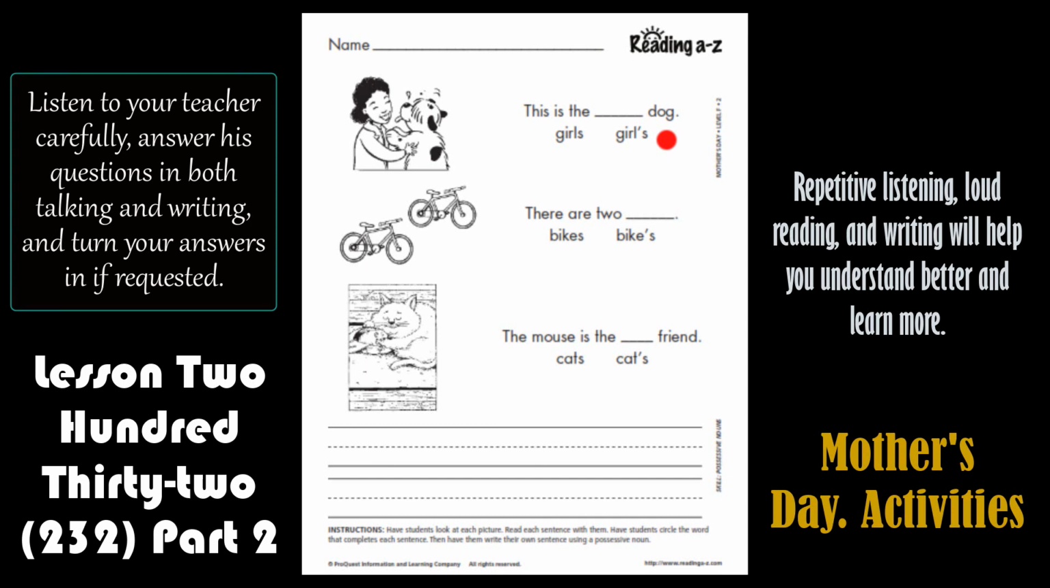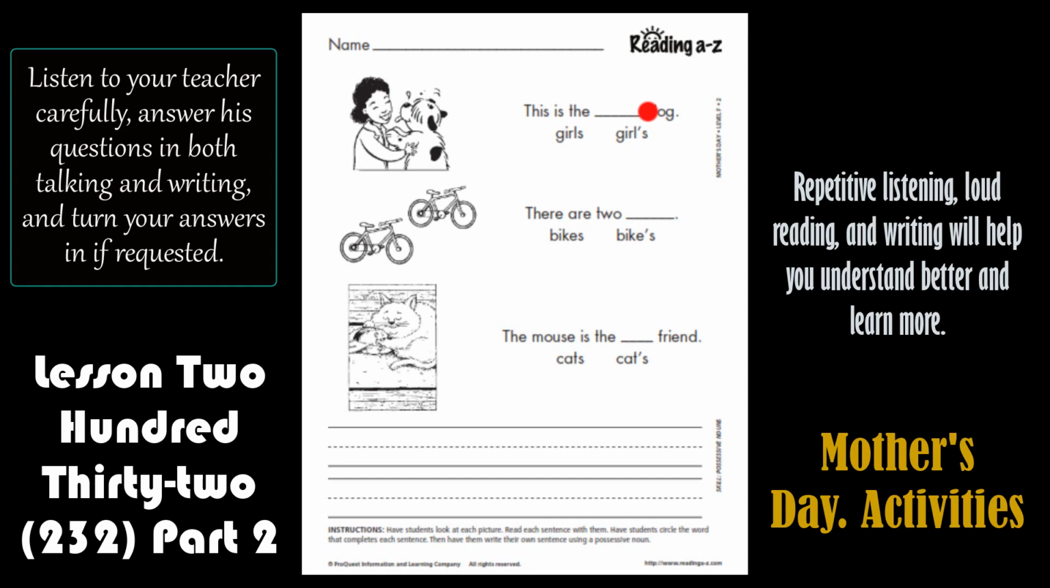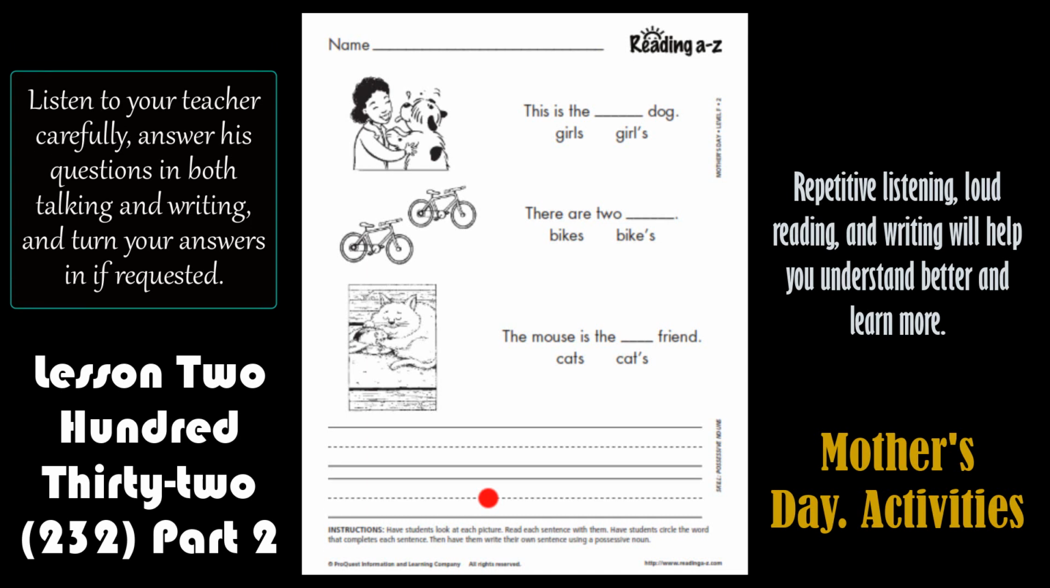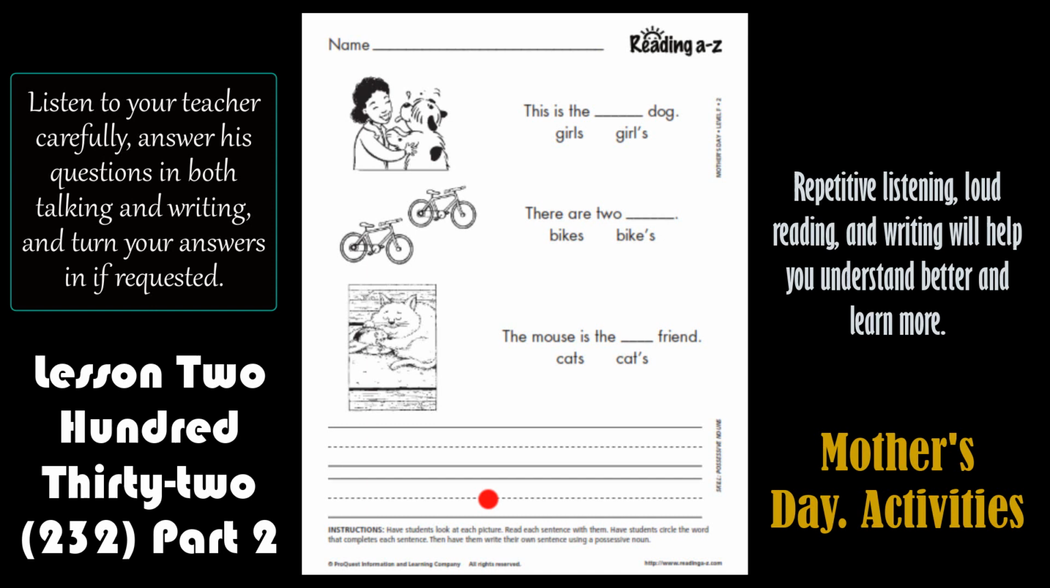Below each sentence, there are 2 words. You will choose one in order to complete the sentence, the one that best completes the sentence. And last, you will use these 2 lines to make 2 sentences, 1 sentence on each line. Make sure that you use a possessive noun in each sentence.